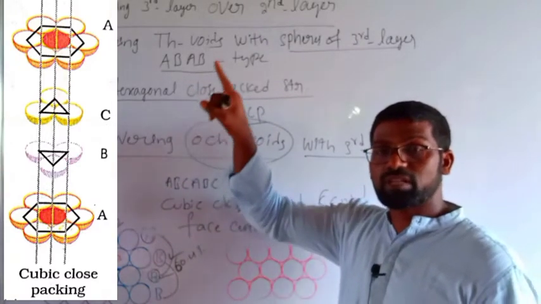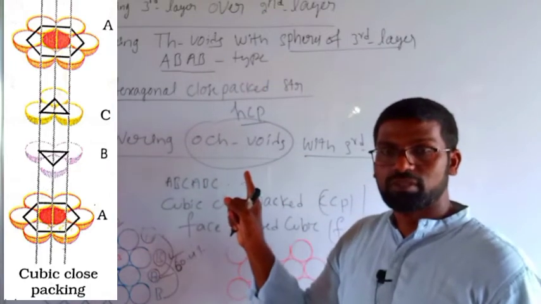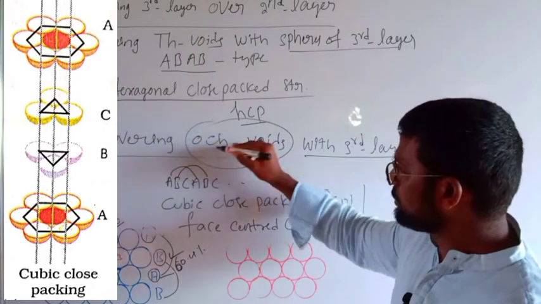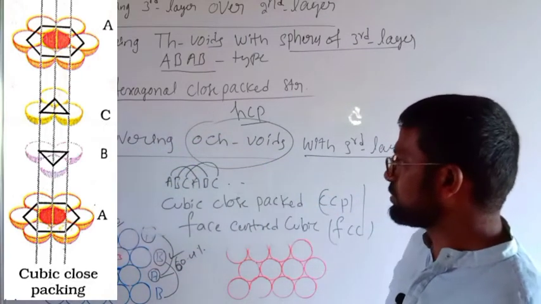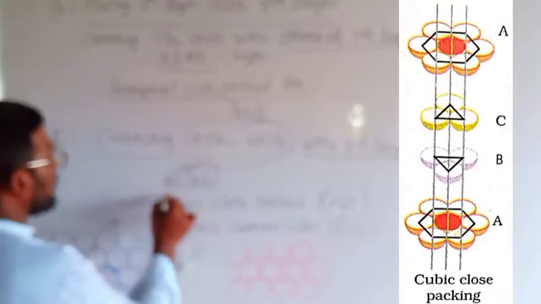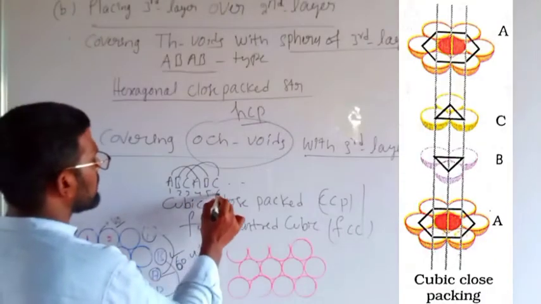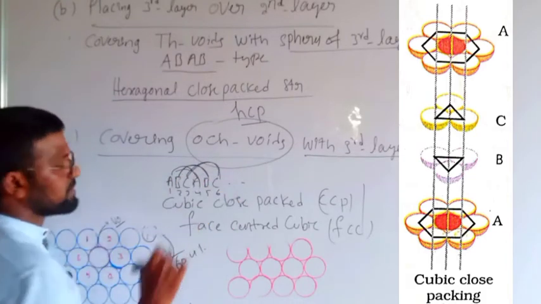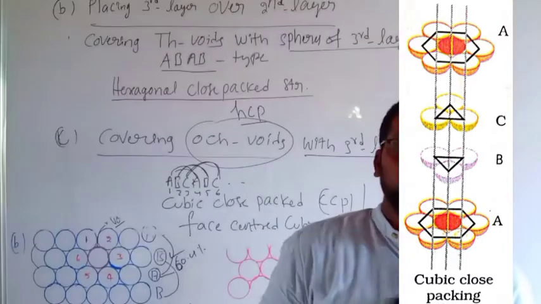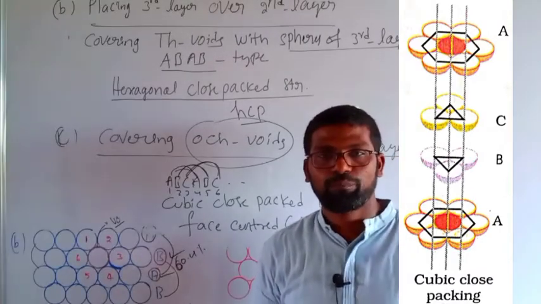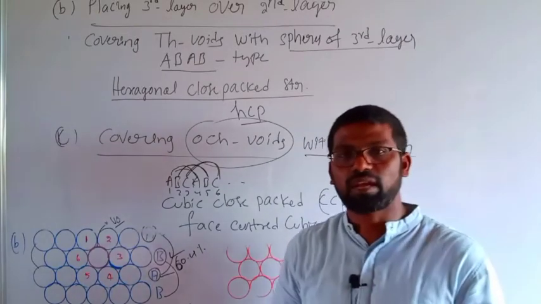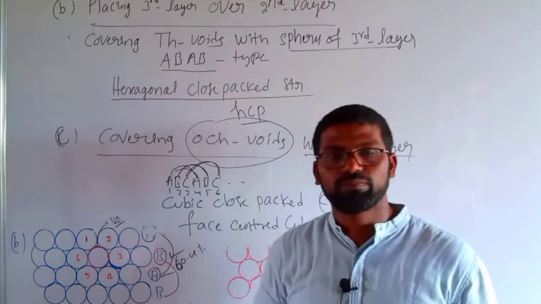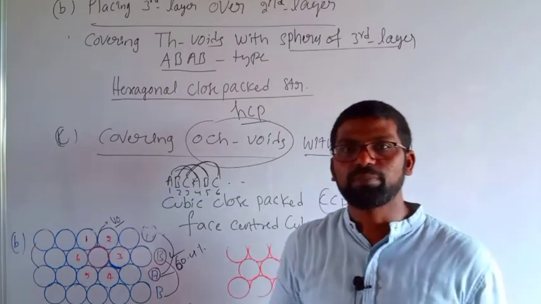But first layer is similar to fourth layer, second layer is similar to fifth layer, third layer is similar to sixth one. Suppose you consider A as 1, 2, 3, 4, 5, 6: first and fourth are similar, second and fifth are similar, third and sixth are similar. This type of arrangement is called ABC arrangement. Means the first three layers have different types of arrangements, and next the same pattern will be continued. So this type of arrangement is called ABC arrangement.